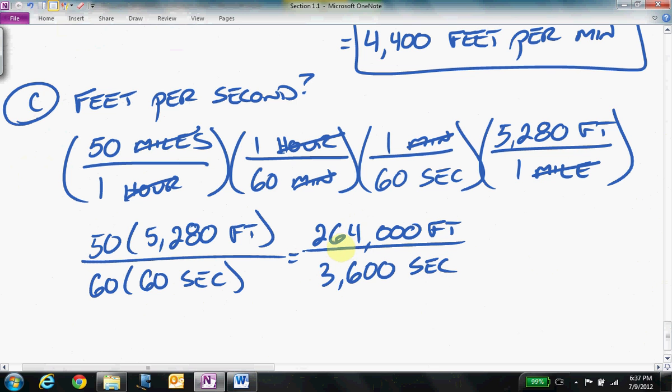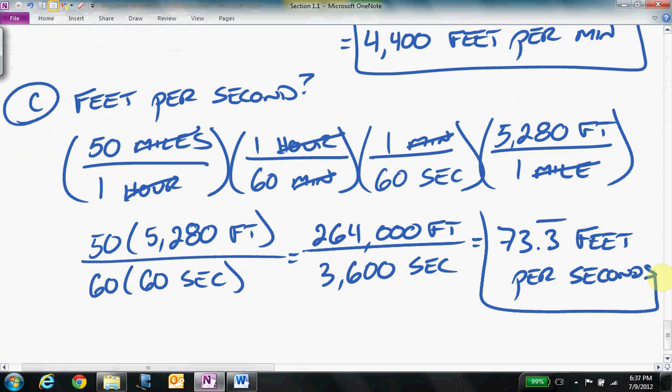Once we do that division, we're going to see that 3,600 goes into 264,000 73.3 repeating feet per second. Or if you want to write a fraction, you can say 73 1/3 feet per second. That's the correct conversion. So if you guys got that, good job.